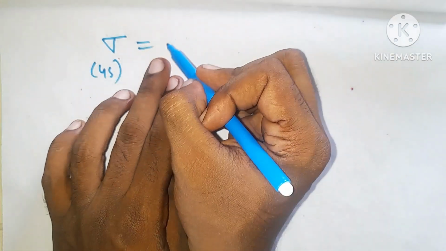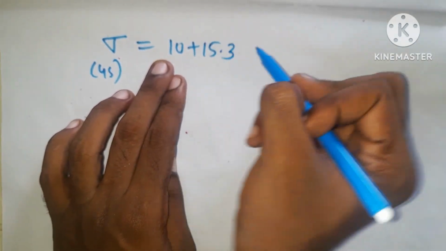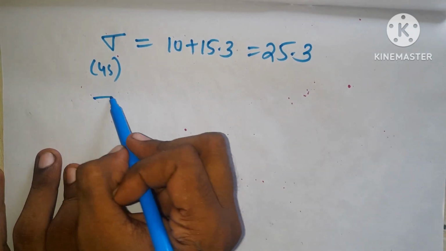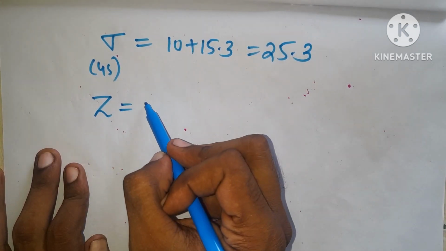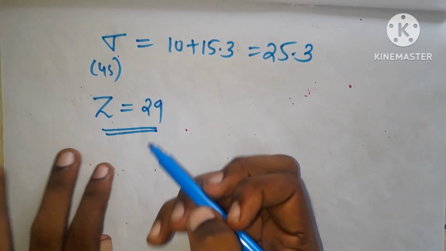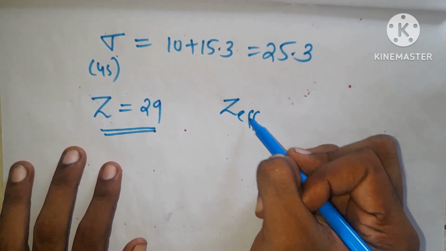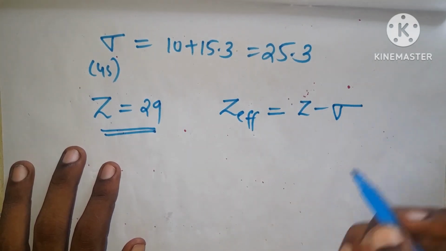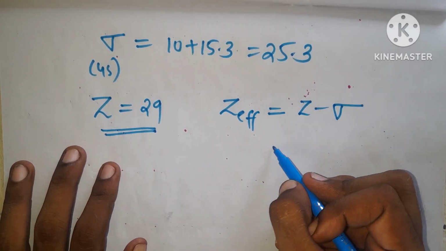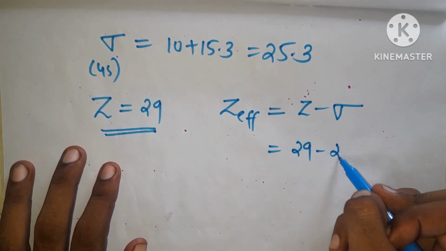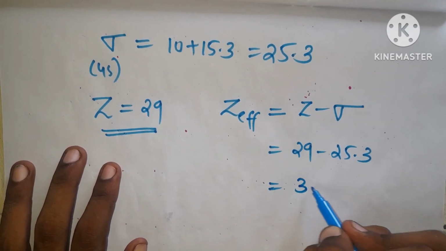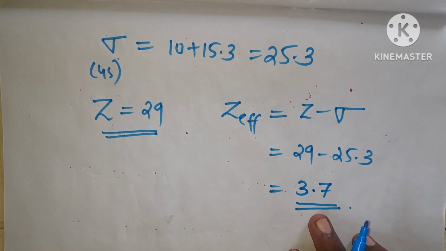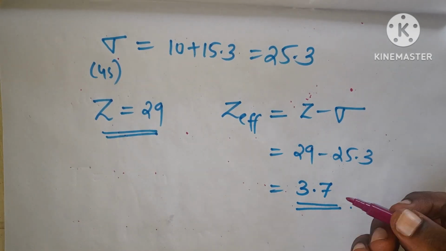orbital, that is 10 plus 15.3 is 25.3, where the actual nuclear charge Z is equal to 29. So Z effective is given by Z minus sigma, that is the shielding constant. So it is given as 29 minus 25.3 is 3.7. So Z effective for the 4s orbital electrons is 3.7.